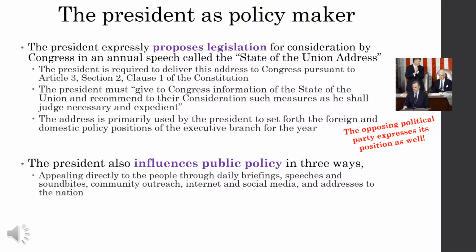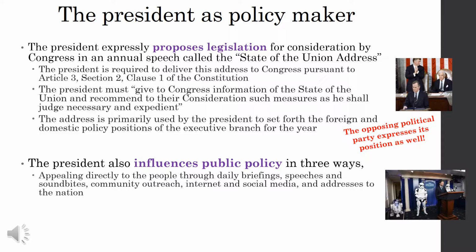The president appeals directly to the people through daily briefings, speeches and sound bites, community outreach, internet and social media, and addresses to the nation. May the fourth be with you. No, we did not fall to the empire. The White House and the president, as chief citizen, is celebrating Star Wars Day.